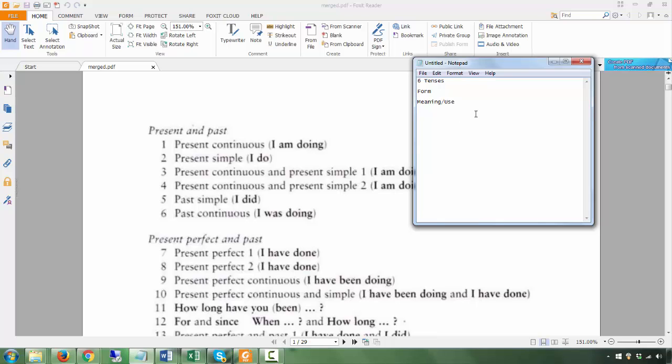For example, for the present simple tense, one of the meanings is that it's about something that happens regularly, some habitual thing. For present continuous, it is something in the middle of an action happening. It could be happening right now, or could be just in the middle of an action. So these are different. You have to understand the meaning.